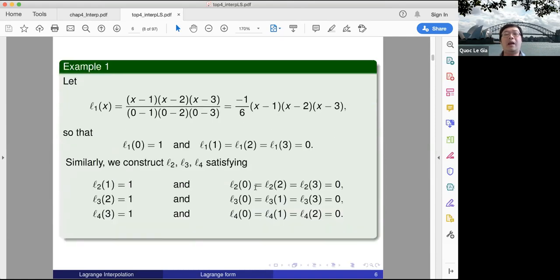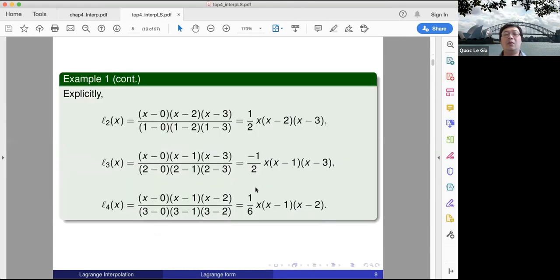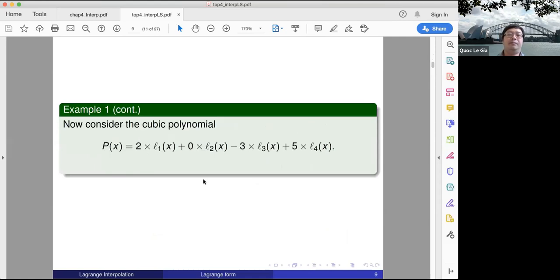So you see now you don't have to solve any linear system. You can write out P easily. But now how do you know this is a correct polynomial? You plug in the point.